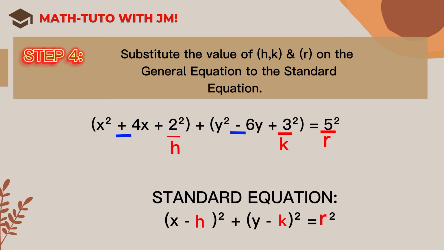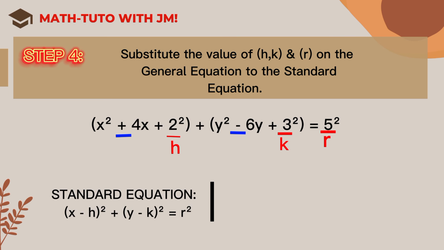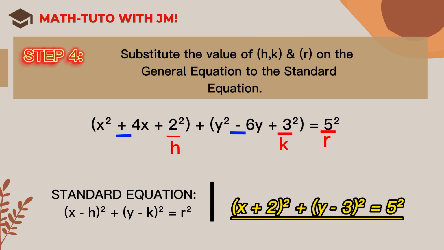The sign of the middle term of x is positive and the middle term of y is negative. After analyzing, you also have to square the expression of both terms. You may use parentheses to avoid confusion. For the first expression, we will write open parentheses x plus 2 close parentheses squared plus another open parentheses y minus 3 close parentheses squared is equal to 5 squared. So this will now be your final standard equation.